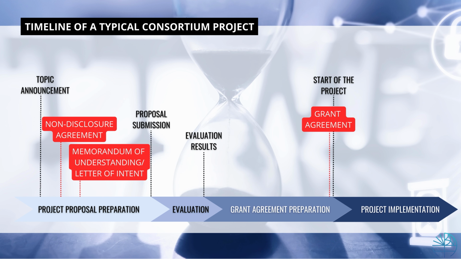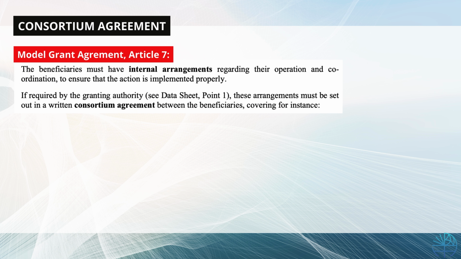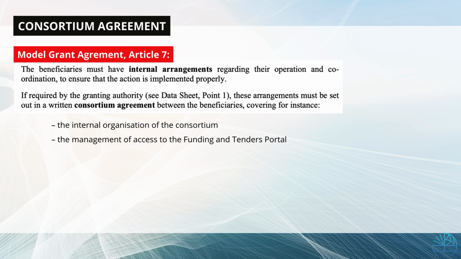The core contract governing the relationships between partners is the Consortium Agreement. Article 7 of the Model Grant Agreement requires beneficiaries to conclude a written contract governing their collaboration and operations to ensure the proper implementation of the project. There are exceptions where a consortium agreement is not obligatory, like ERC multi-beneficiary grants. Model Grant Agreement doesn't specify particular issues the consortium agreement should regulate. It only suggests the following areas that may be addressed.